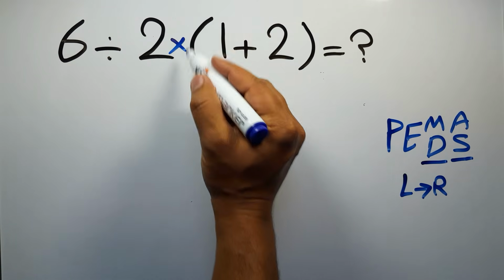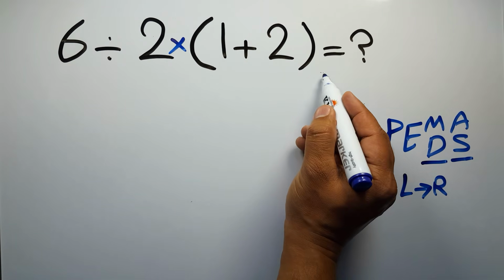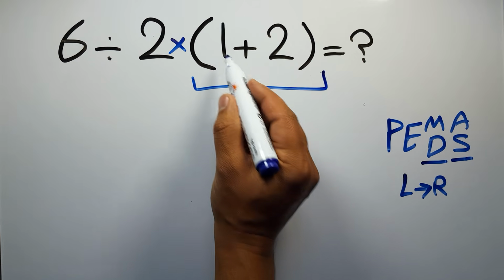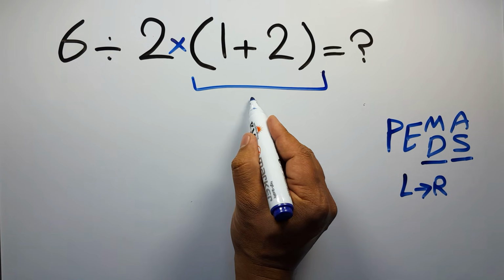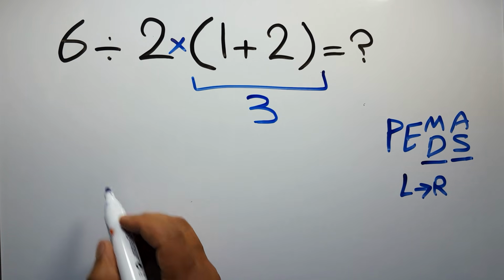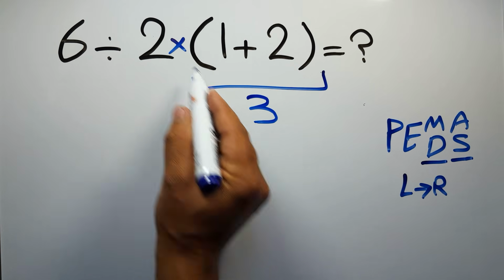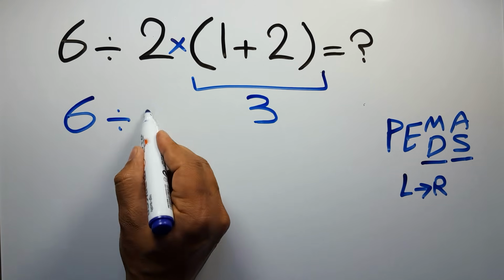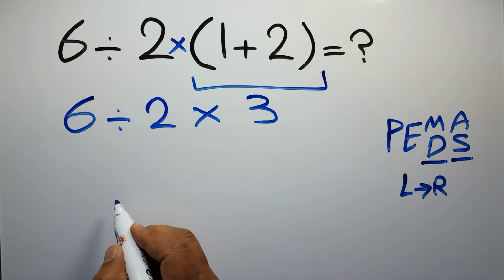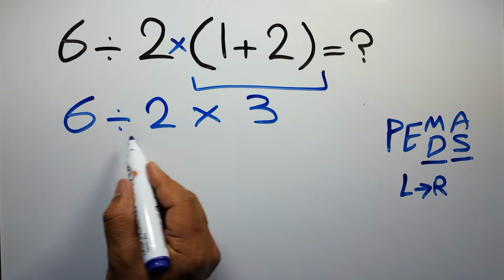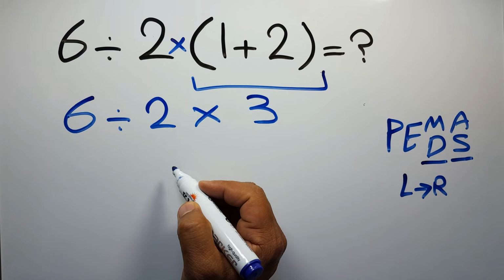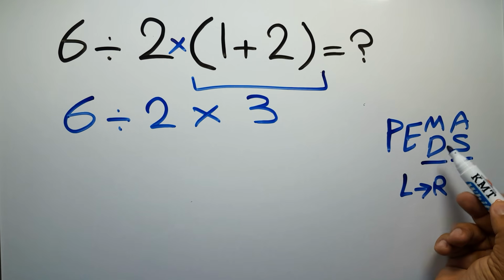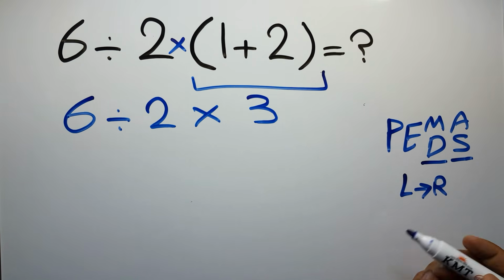So first we have to do this parenthesis. Inside this parenthesis we have 1 plus 2, which equals 3. So we have 6 divided by 2, then times 3. Now we have one division and one multiplication. As I said, multiplication and division have equal priority and we have to work from left to right.